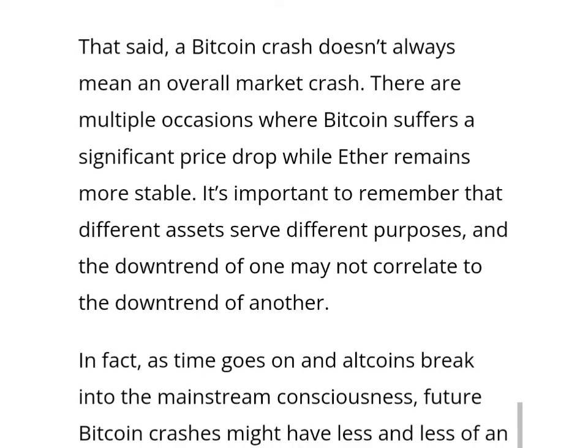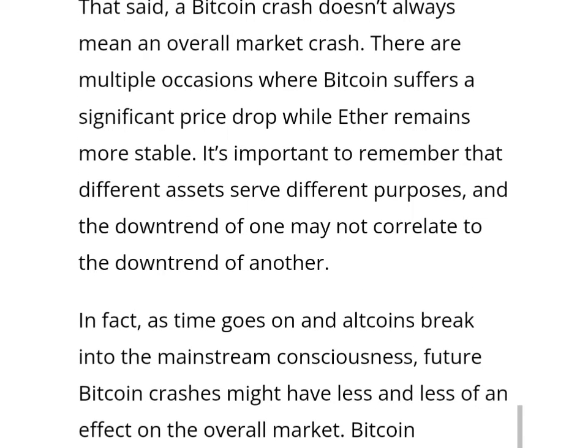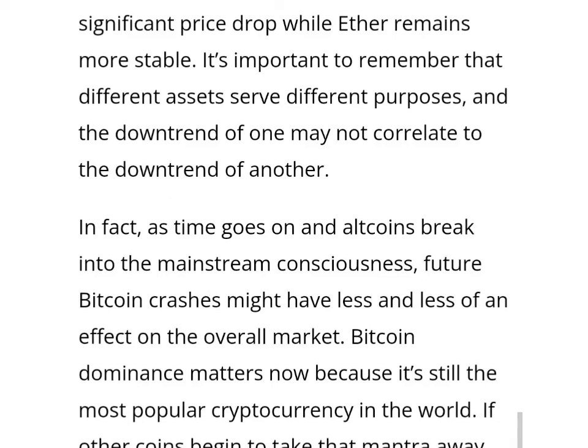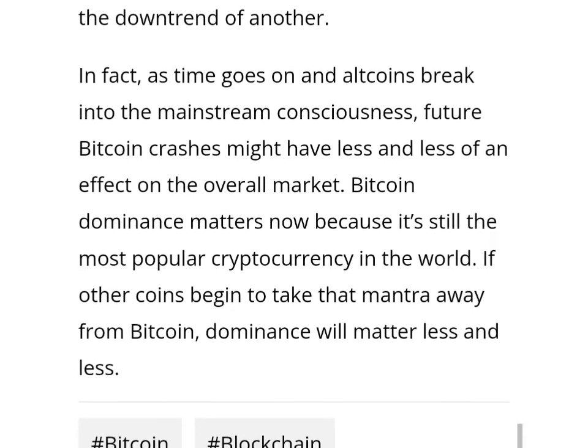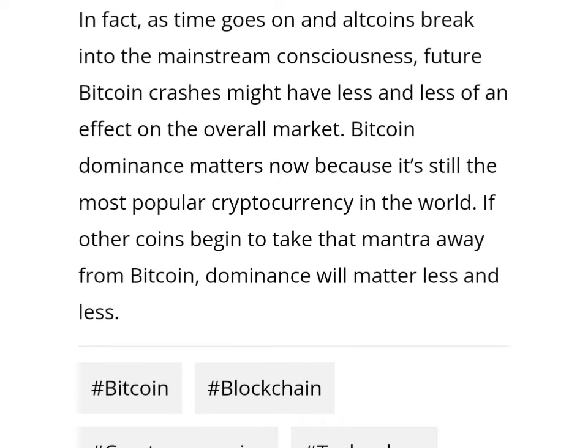That said, a Bitcoin crash doesn't always mean an overall market crash. There are multiple occasions where Bitcoin suffers a significant price drop while Ether remains more stable. It's important to remember that different assets serve different purposes, and the downtrend of one may not correlate to the downtrend of another. In fact, as time goes on and altcoins break into the mainstream consciousness, future Bitcoin crashes might have less and less of an effect on the overall market.